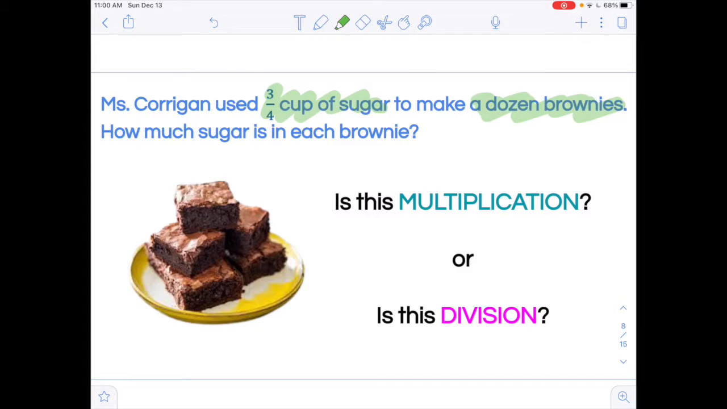All right, whether you're right or you're wrong, I'm going to give you credit for this, unless you say, I don't know. So, is this multiplication or is this division?